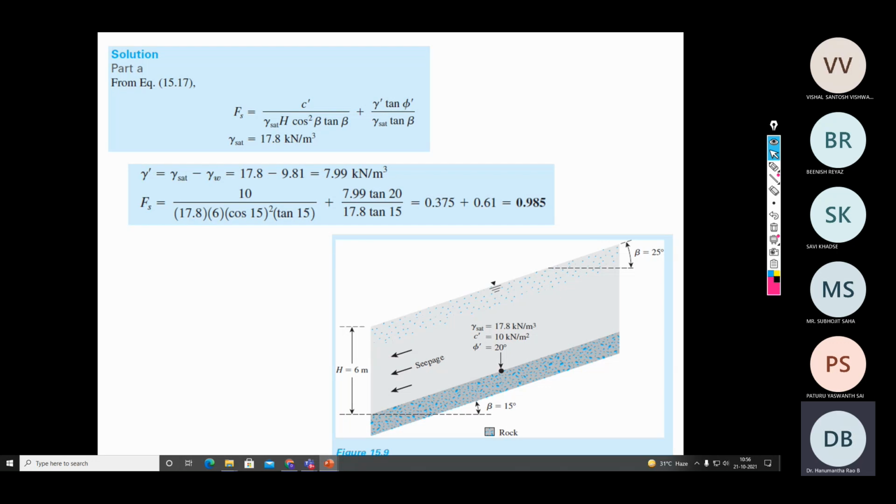Okay, so meaning thereby, if you see any slope with angle of inclination of the slope as 15 degree and the thickness of the soil layer is 6 meter, if the slope is subjected to a steady state seepage condition, then it will fail. That is the conclusion that we can make from this problem. Is it okay? Everyone could understand the meaning of all these calculations.